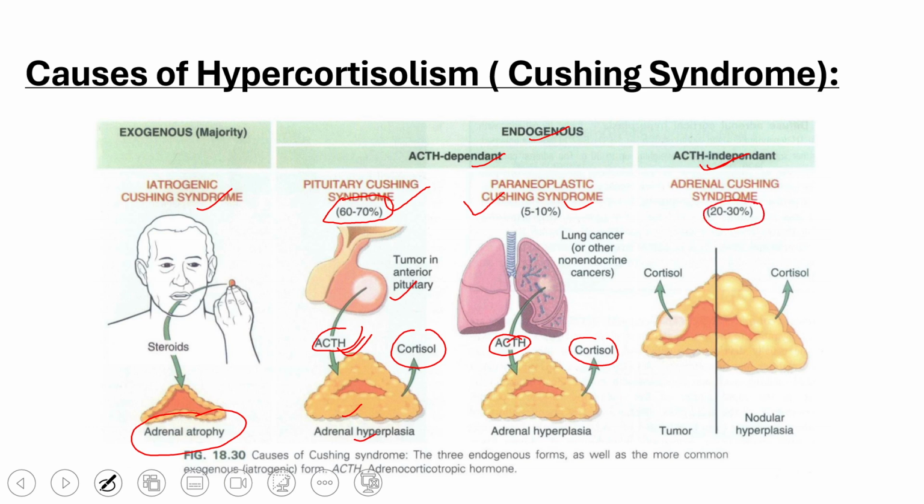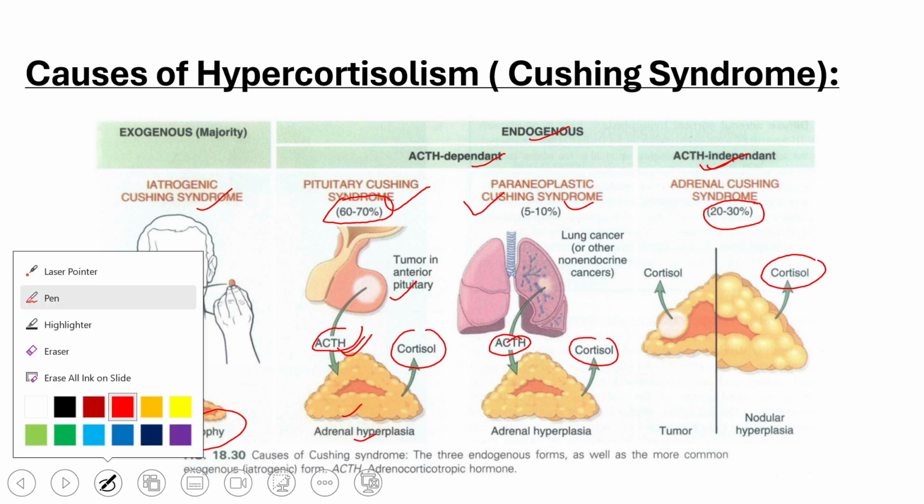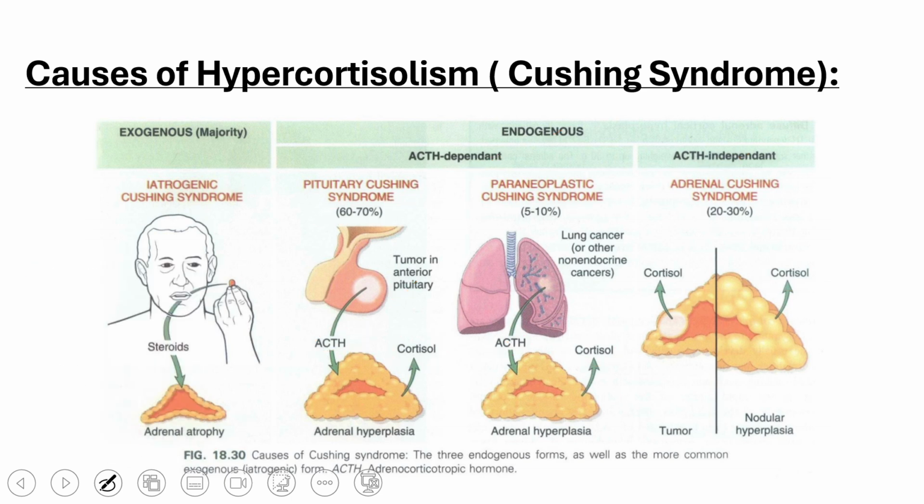And next you can see in ACTH independent, there is adrenal Cushing syndrome that accounts for 20 to 30% of cases of Cushing syndrome. And here in adrenal Cushing syndrome there could be hyperplasia of the adrenal cortex or adenomas or carcinoma of this adrenal cortex, and that also results in excessive secretion of cortisol, and there is no excessive stimulation from the ACTH. So this is called ACTH independent. You can see in ACTH independent the hyperplasia is less commonly seen.